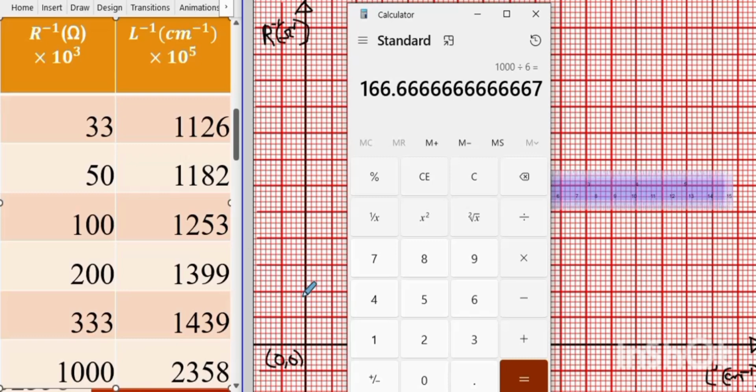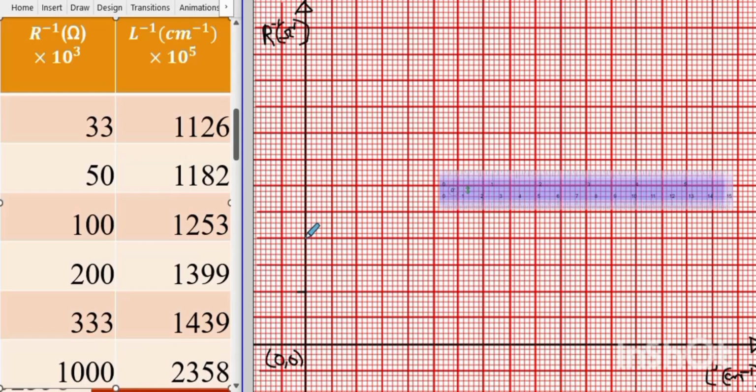So which means in this case, I'm going to be having my scale to be 200, 400, 600, 800, 1000, and then we have 1200. So this scale has been correctly chosen and nicely chosen.